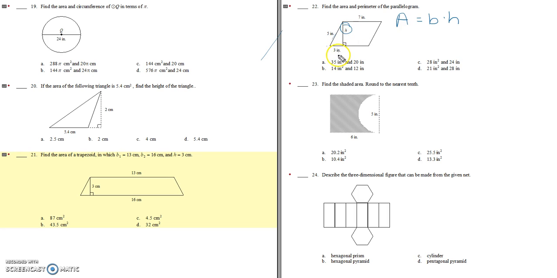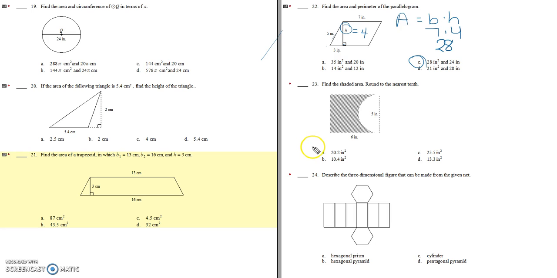make a right triangle, and hopefully by now you remember your Pythagorean triples. That H is going to be 4. It's a 3, 4, 5 Pythagorean triple. So then you have base times height. 7 times 4 is 28. So 28 is C.